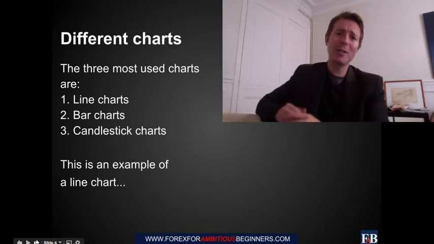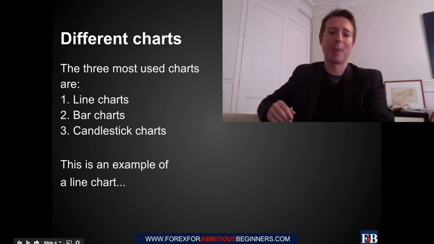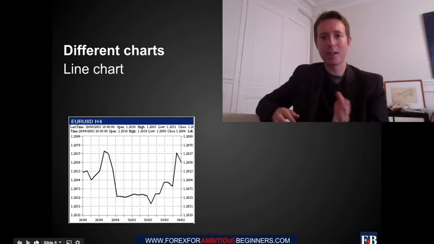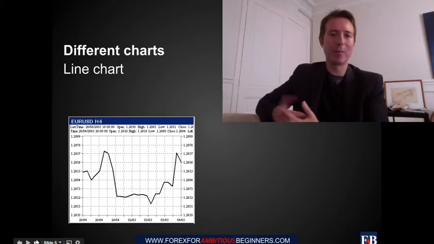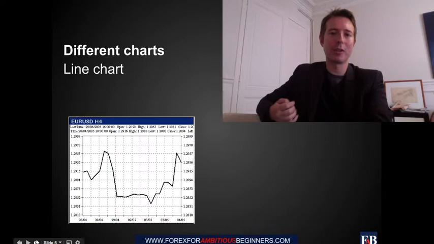Okay, so there are three different kinds of charts basically. You have line charts, bar charts, and candlestick charts. Now this is an example of a line chart. It's very simple. It's just writing down different closing prices, and based on that you get a line showing you the development of closing prices. It does give you, of course, information about the development of prices, which is very basic.